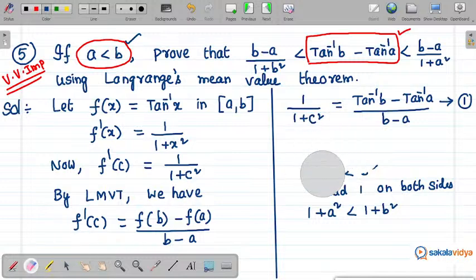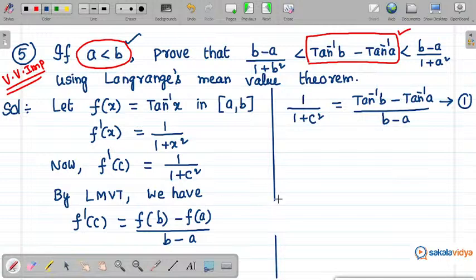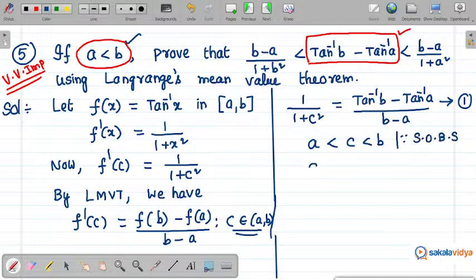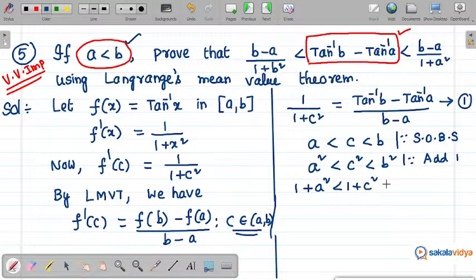What is the direct step? Let me write the c value. We already know that c belongs to a, b, so c lies between a and b. So better you write a less than c, c less than b. Squaring on both sides, what do we get? A square less than c square, c square less than b square. Add 1 throughout. That means we get 1 plus a square less than 1 plus c square less than 1 plus b square. Clear? Now write the reciprocals.